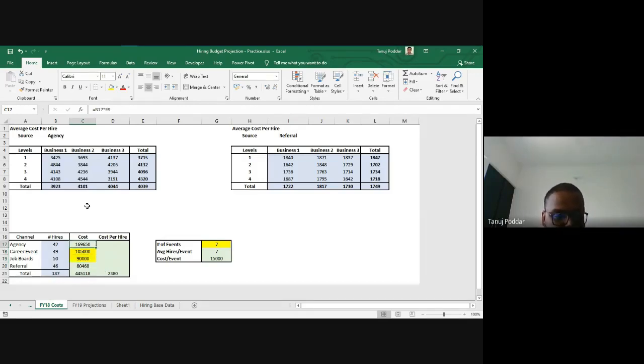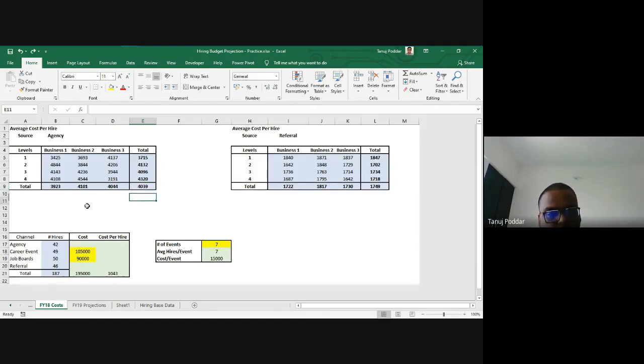Now we'll come to the other two, which I think is not filled in your sheets right now. I think I have not included any formulas in your sheets, right? So basically, what I'm saying is that on an average, I'm spending 4039 rupees for every hire that I do.